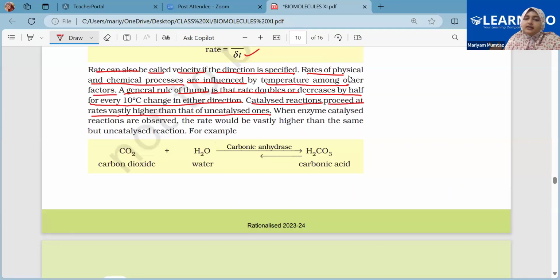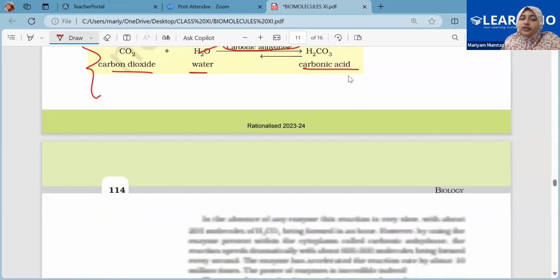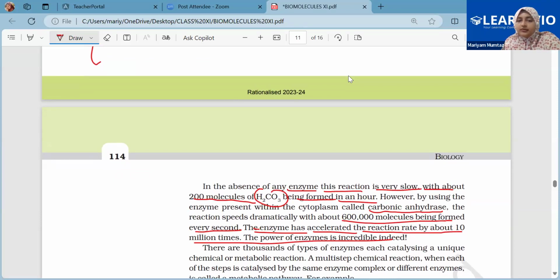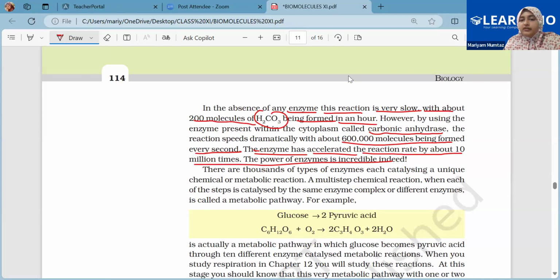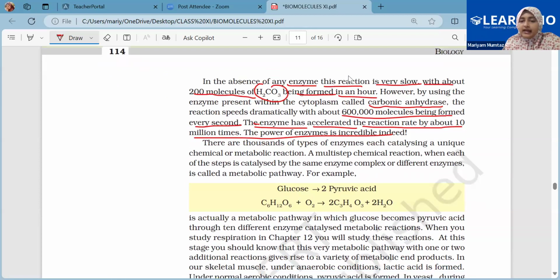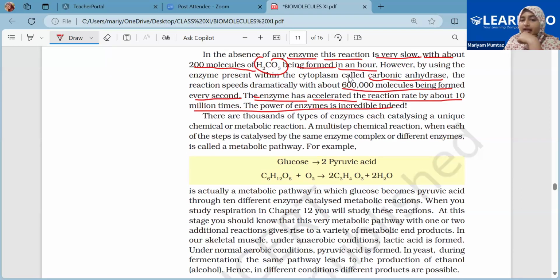Enzymes are biocatalysts. This is the reaction wherein carbon dioxide along with water forms carbonic acid, and it is a reversible reaction. When this reaction is done without the enzyme carbonic anhydrase, it forms only 200 molecules of bicarbonate in an hour, but 6 lakh molecules will be formed every second if we use carbonic anhydrase. There are thousands of types of enzymes, each catalyzing a unique chemical or metabolic reaction.